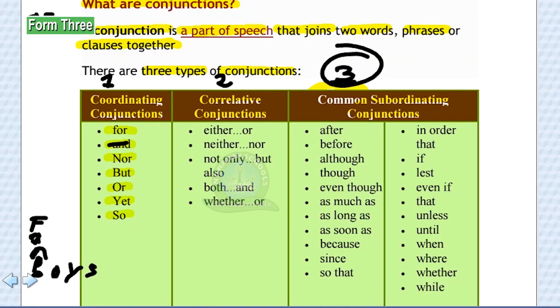Let me use the highlighter. For, and, nor, but, or, yet, and so.